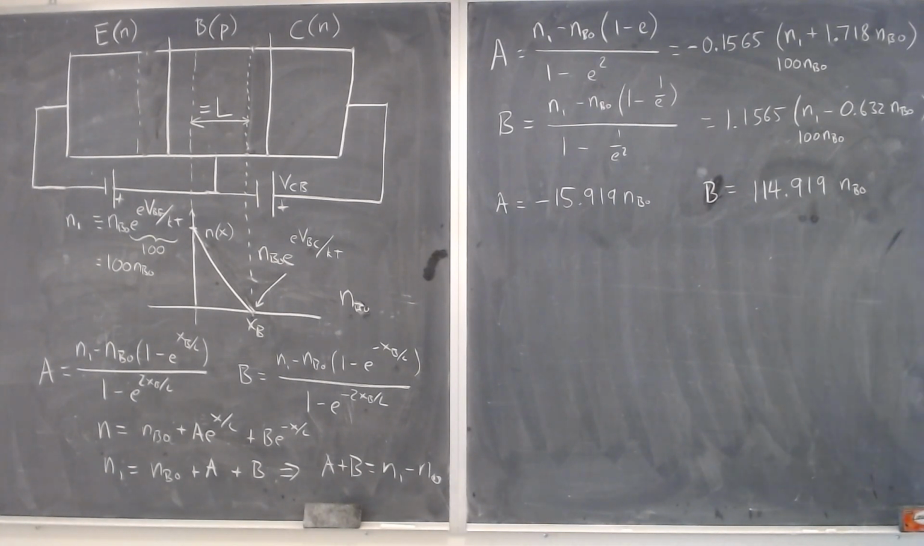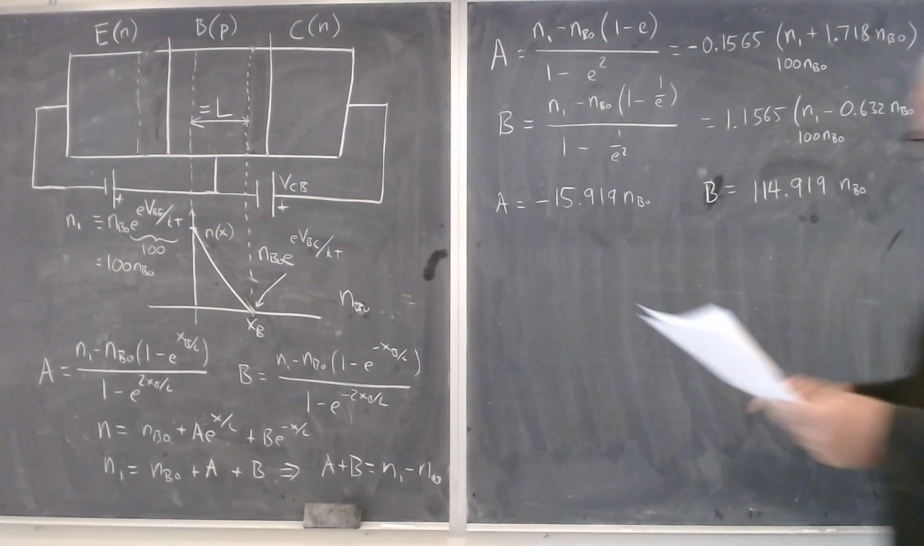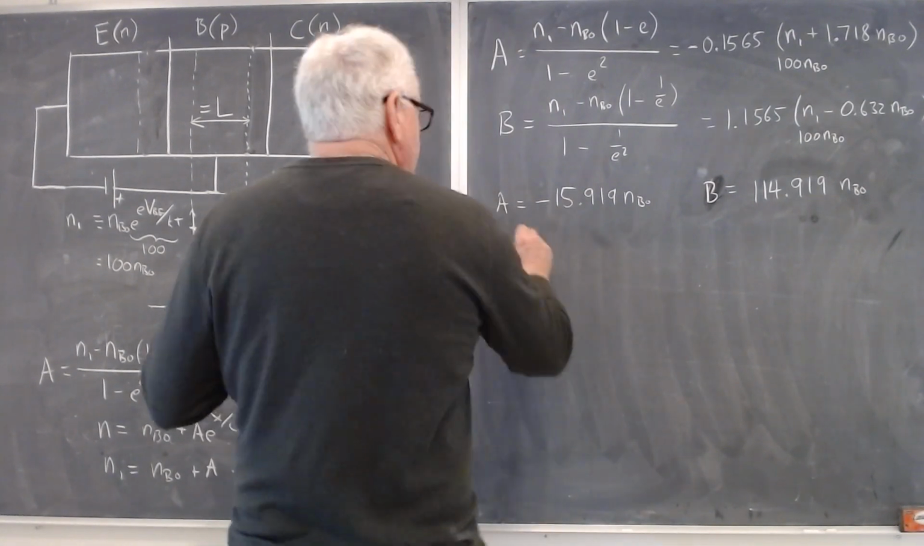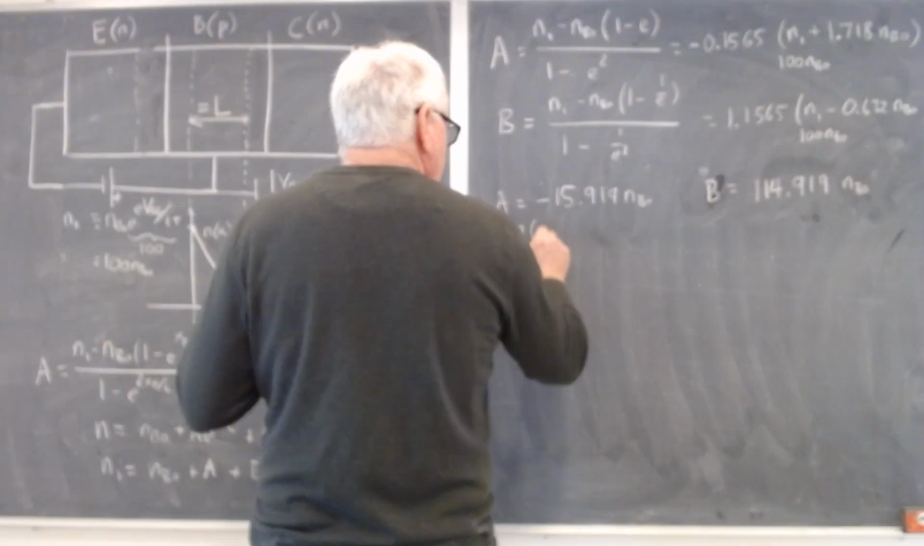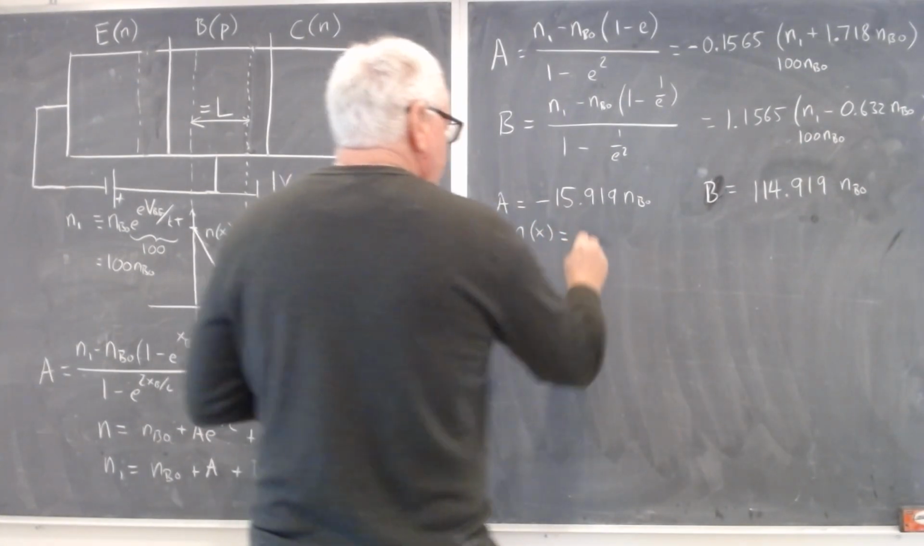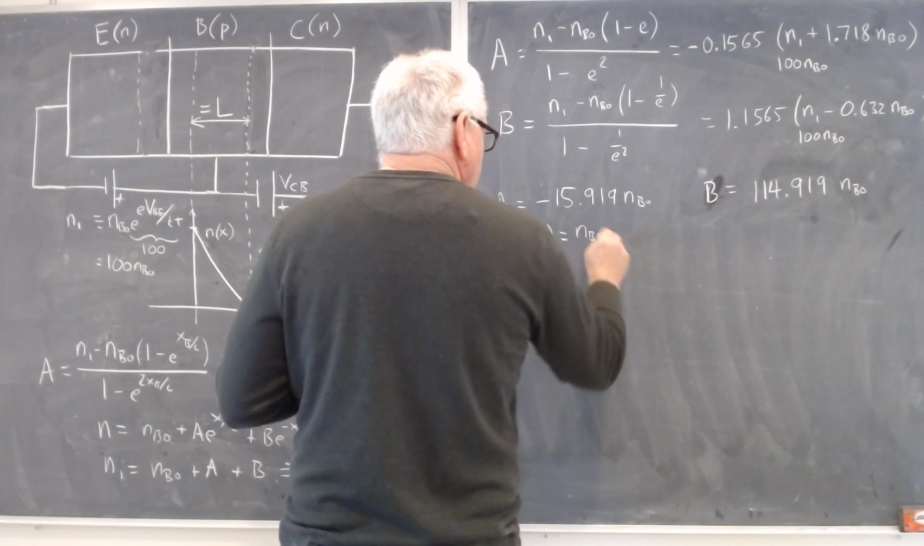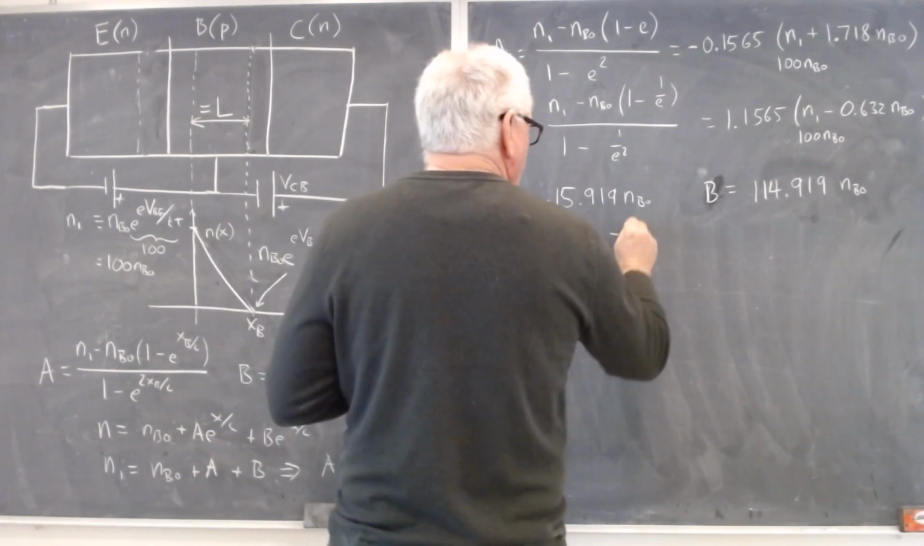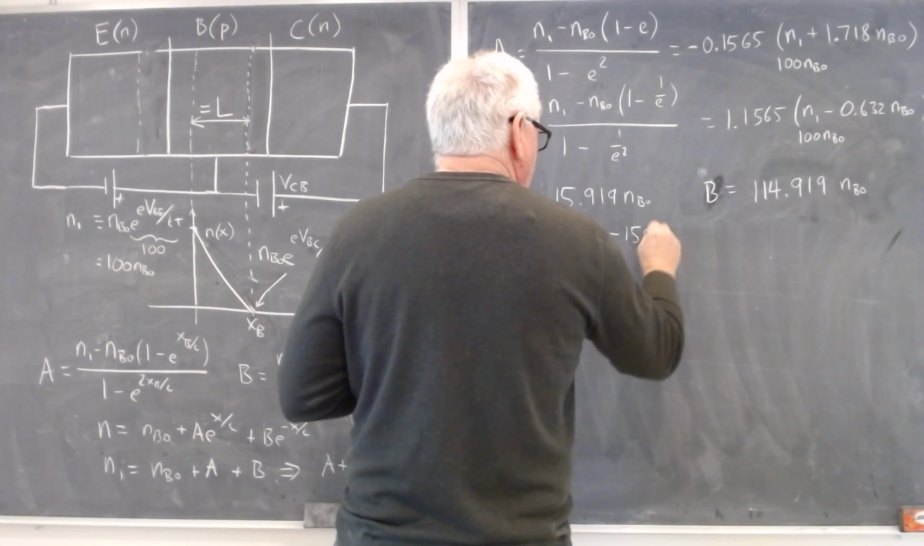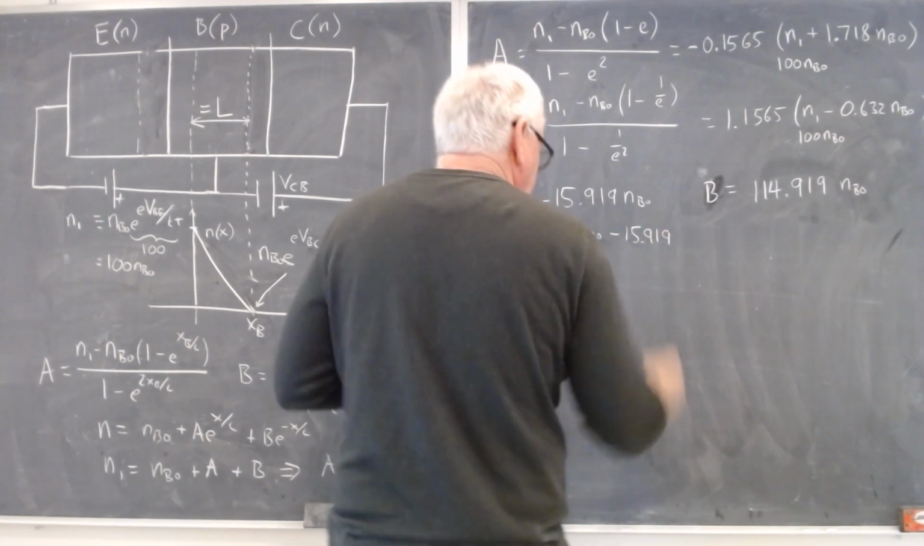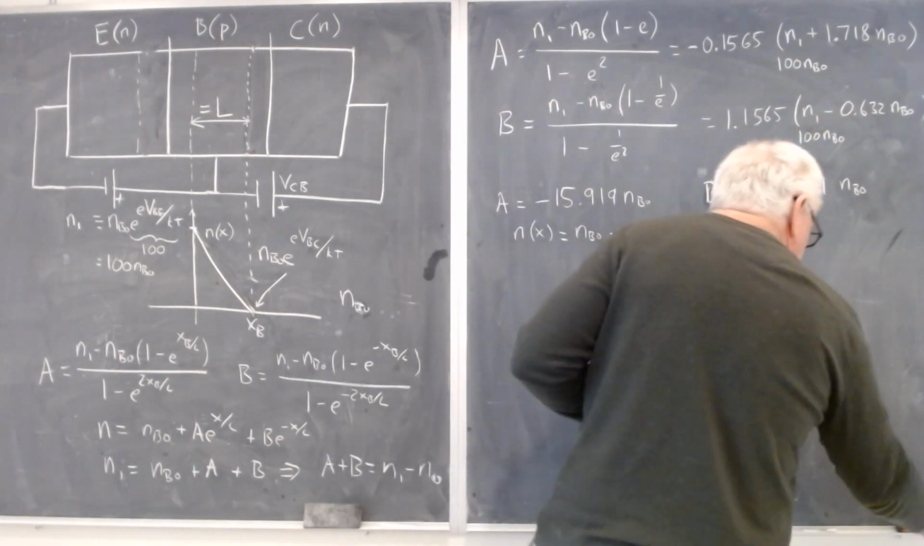And I said to plot it. So let's write out the equation then. N of X is then equal to NB0 minus 15.919, and what I'll do is let me just bring the NB0 out.